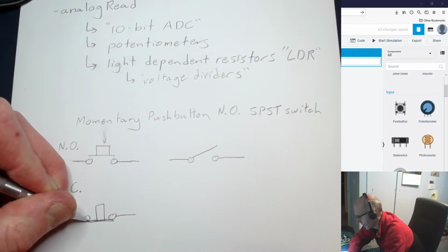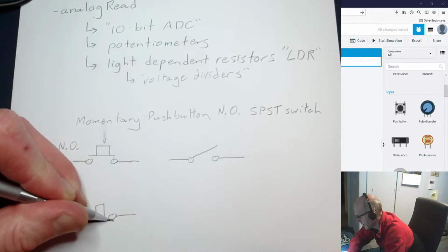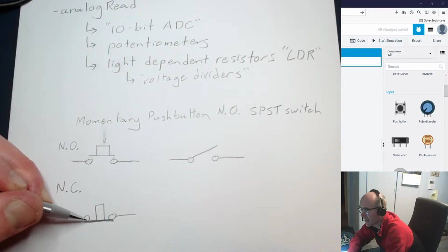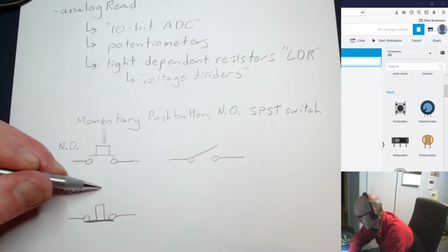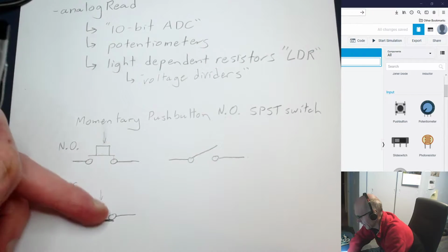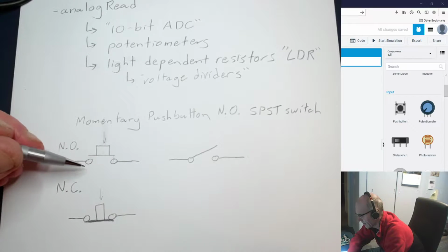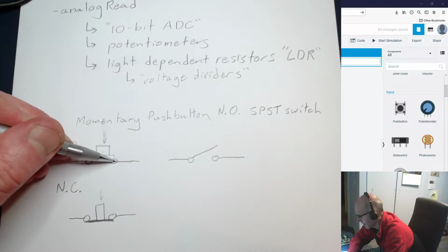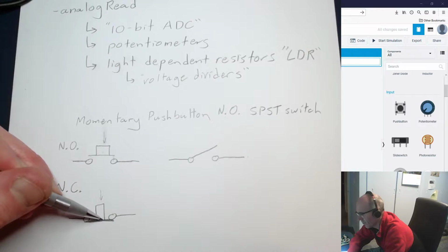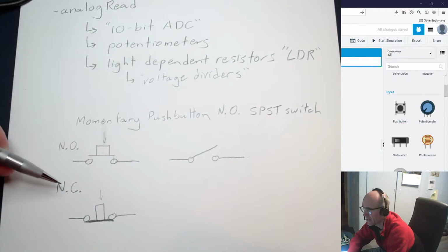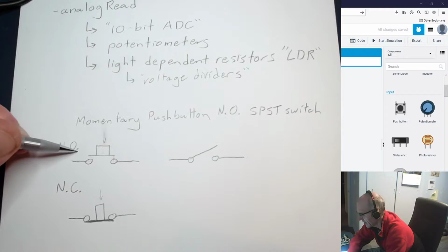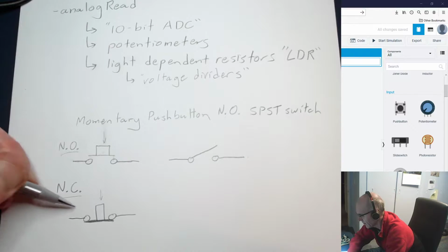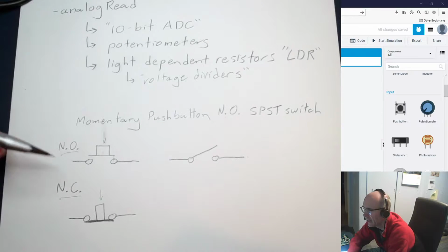Okay. And the normally closed switch, as you can see when it's in its rest position, is connected right here. And when you put force coming down on here, that breaks the connection. So when you push this one, it closes and makes the connection. When you push this one, it opens and breaks the connection. So this one is normally open. You have to push it to close it. This one is normally closed. You have to push it to open it.